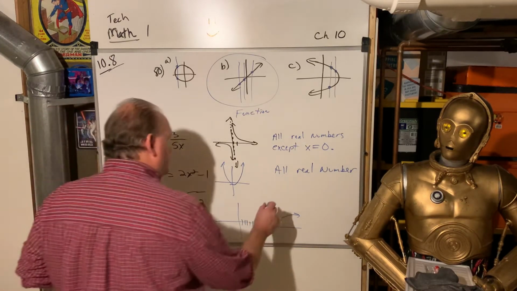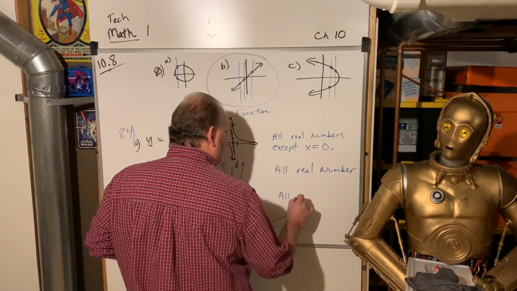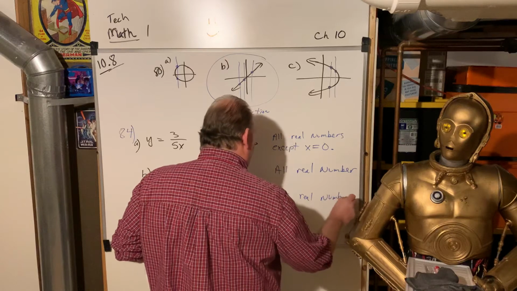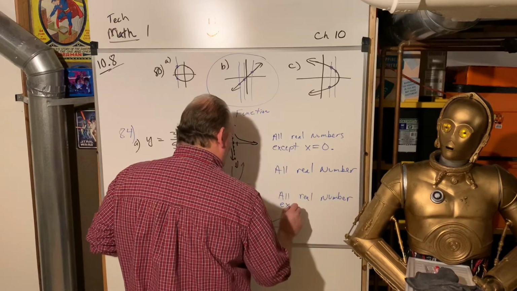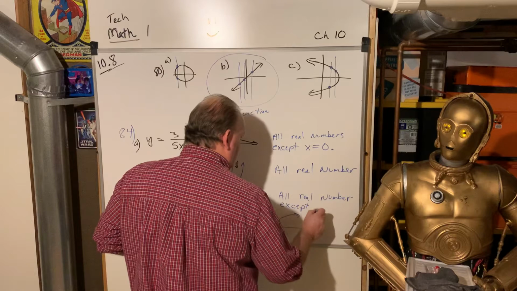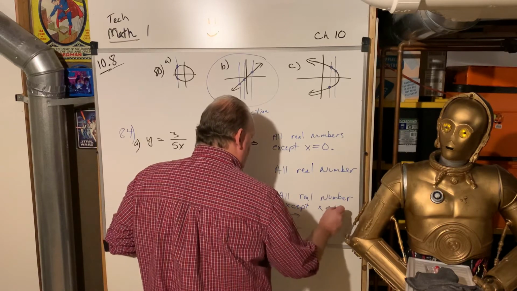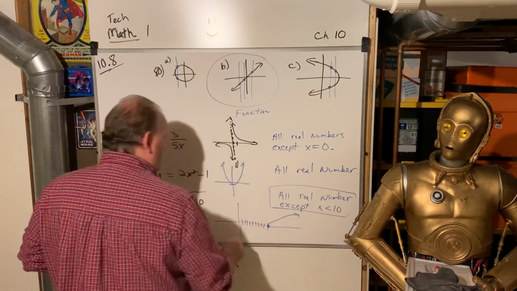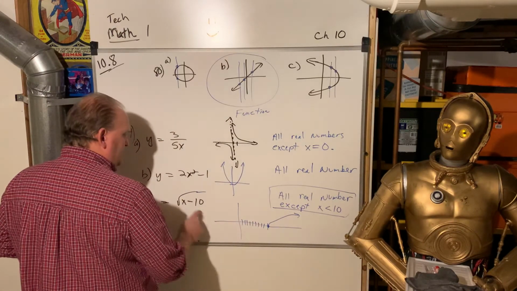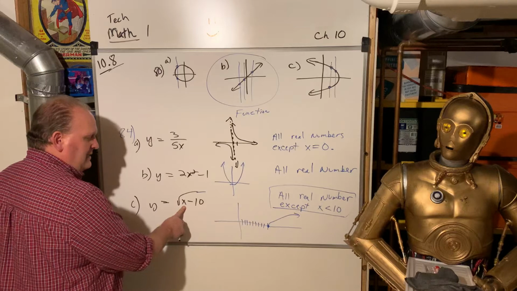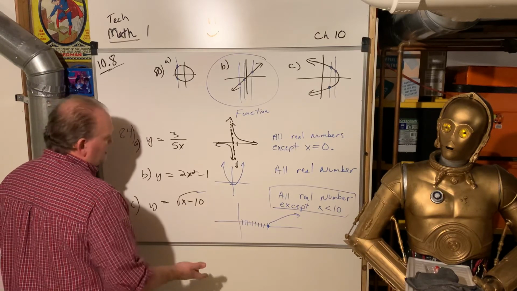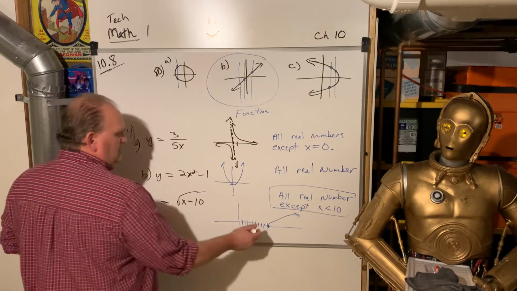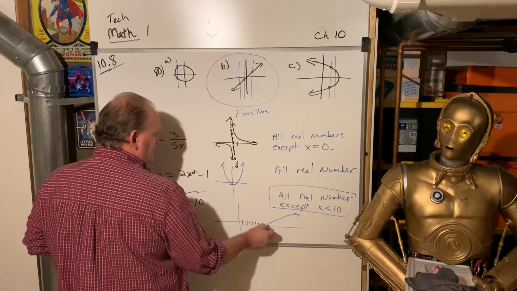All right, so all real numbers except, they like giving exceptions in this book. When x is less than 10. Because anything less than 10 doesn't exist. If I put in 9, 9 minus 10 is -1. They want the square root of -1. I can't do that. You can't take the square root of a negative. So this doesn't come into existence until 10.